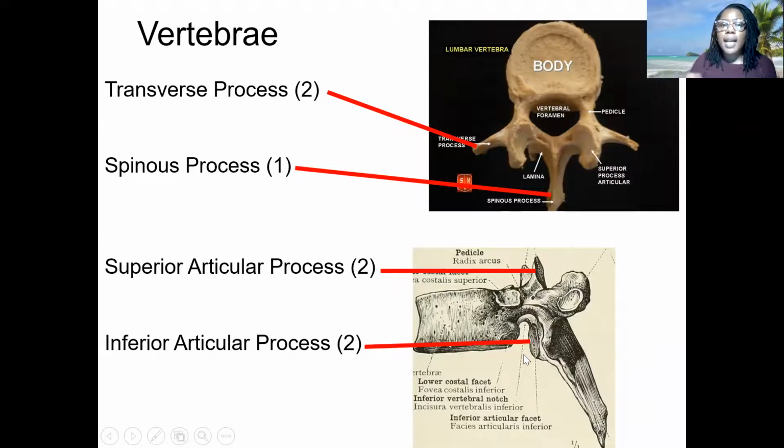So this is what creates that continuous structure, which gives us a column-like or hollow area for the spinal cord to travel inside: the continuous linking or connecting of one vertebra to the next via these articular processes, two superior and two inferior.